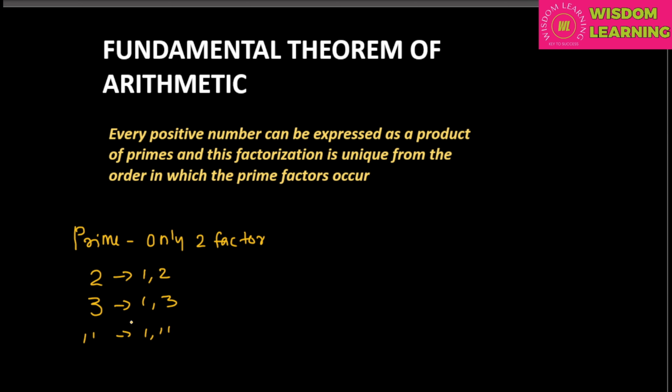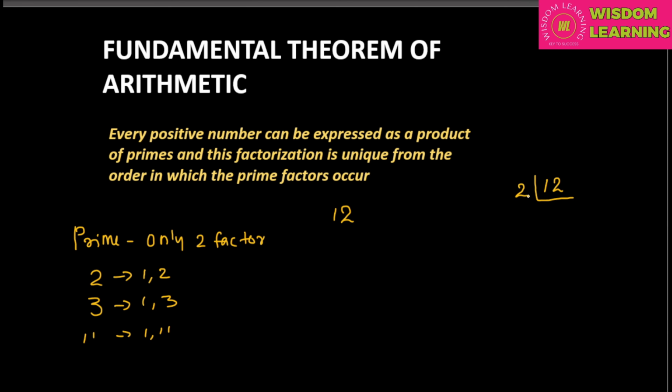Then what is the fundamental theorem saying? Every positive number can be expressed as a product of primes. For example, I am writing the number 12. We can write it as a product. How to find that? We can divide the number by prime numbers. The first prime number is 2. 12 is an even number, so we can divide 12 by 2.